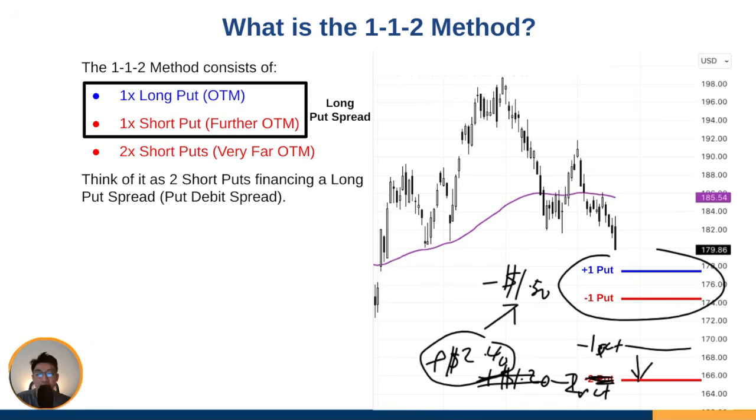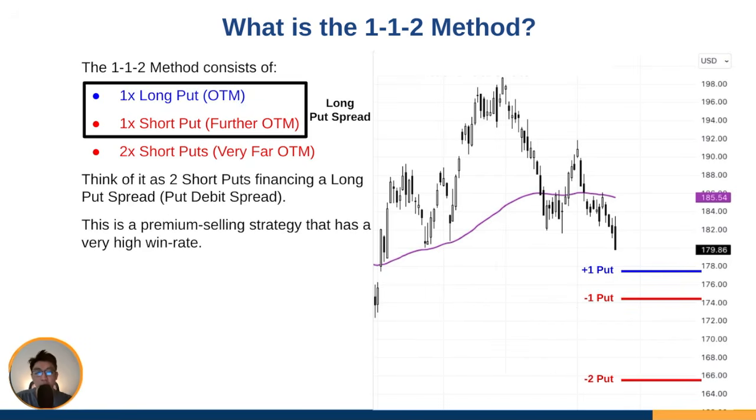You're adding the additional short put so that you can go much further out of the money and increase your probability of profit. But the downside to this is that you also increase your risk. Because right now you don't just have one short put, you have two short puts, right? So that is double the risk. So this is the whole strategy that this 112 is all about. So this is a premium selling strategy that has a very high win rate.